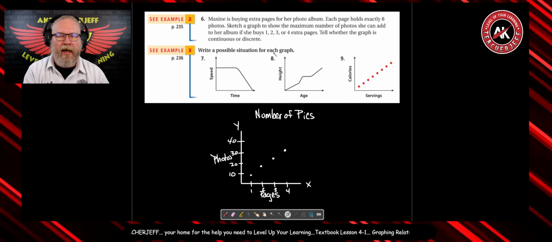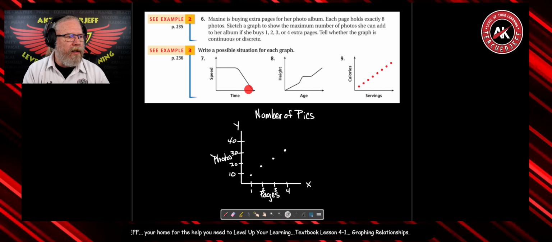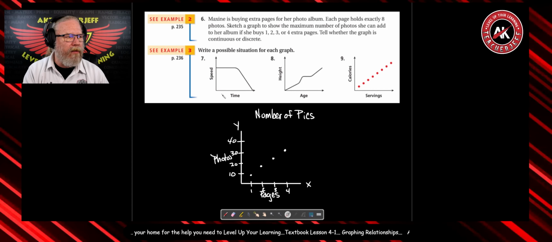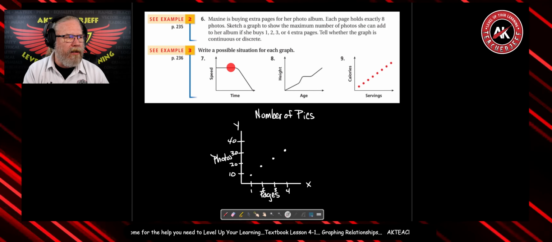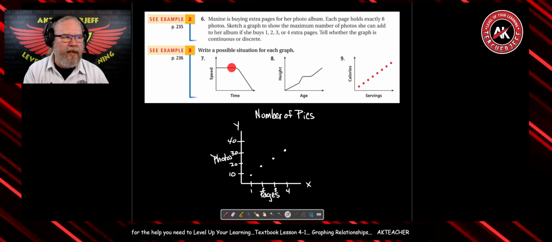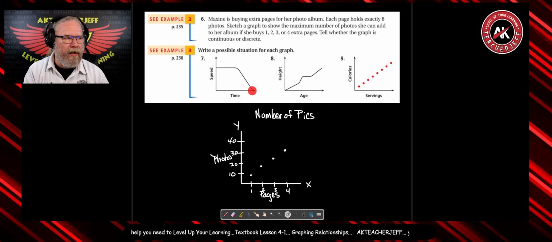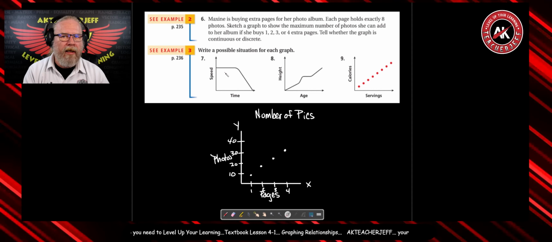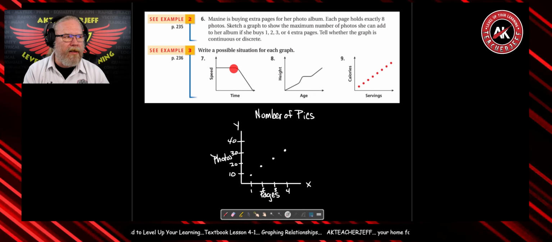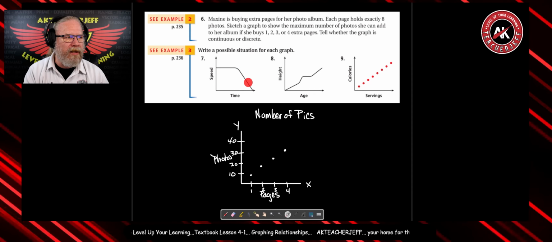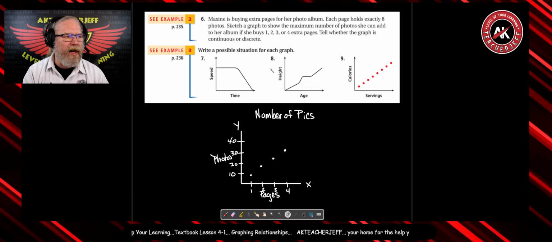Write a possible situation for each graph here. Well, let me see. We have time and we have speed. We start off that the speed is staying constant as time increases. The speed is not increasing or decreasing, it's constant. And then it slows down steadily, right? At the same rate of speed over time. Let's say the train's coming into town at a certain speed. It needs to stop in town, so it just kind of coasts to a nice even stop. So we could say that's number 7 could be for a train.